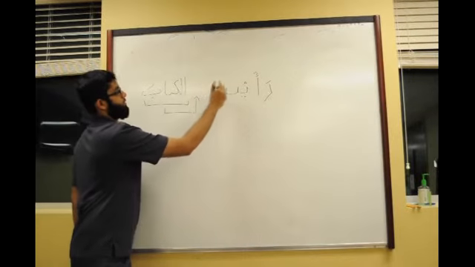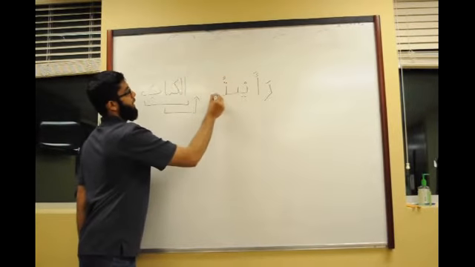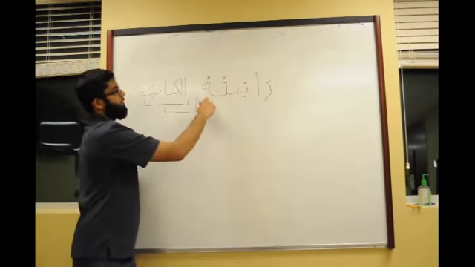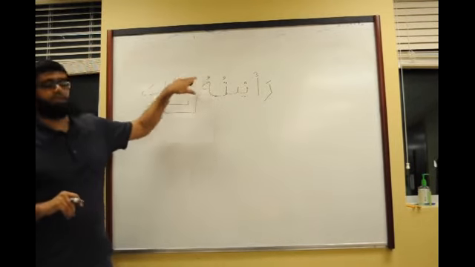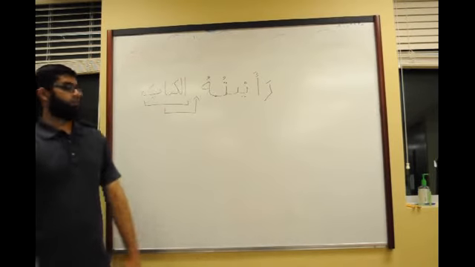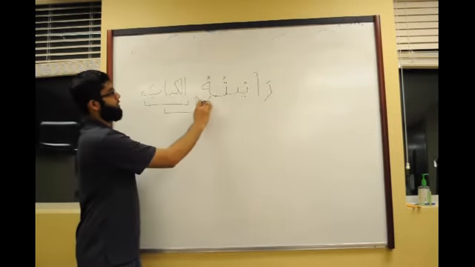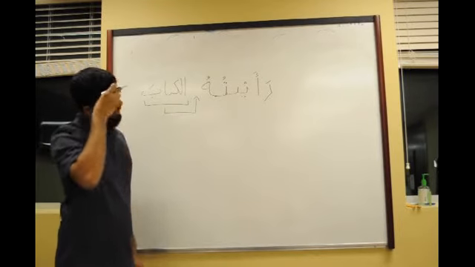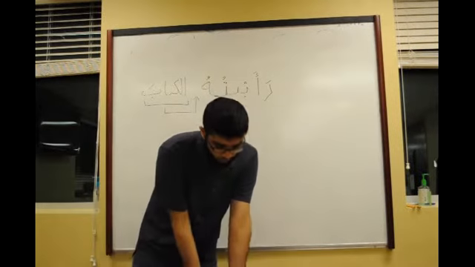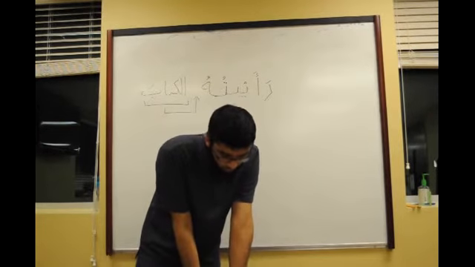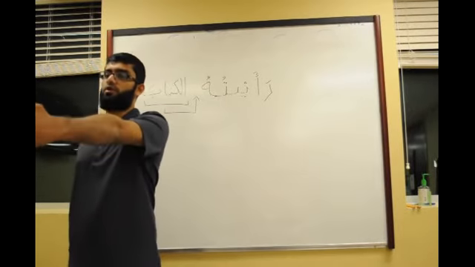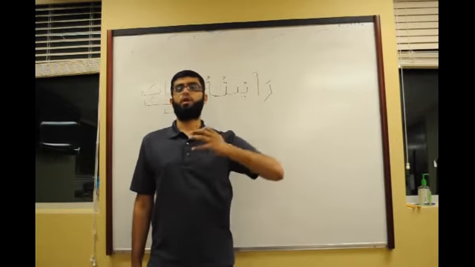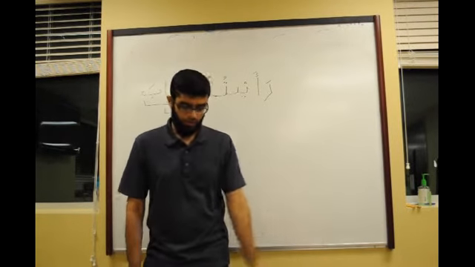If I change this back to ra'aytuhu, I've made hu the object. It's mansub, but it doesn't look mansub because the pronouns don't change. Okay, so it's ra'aytuhu. Then the next one they give is ra'aytahu. So ra'ayta is anta, right? You. I'm talking to a man. Ra'ayta. You saw what? Him or it. Ra'aytahu.